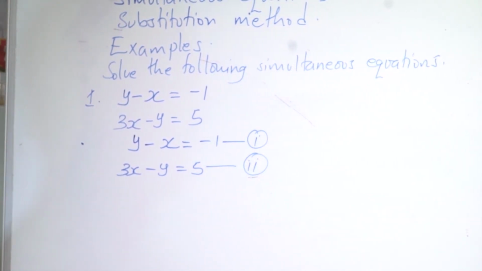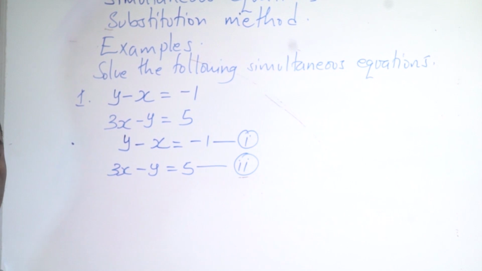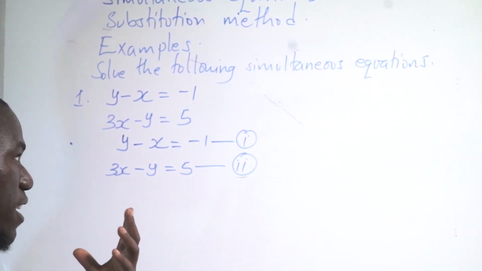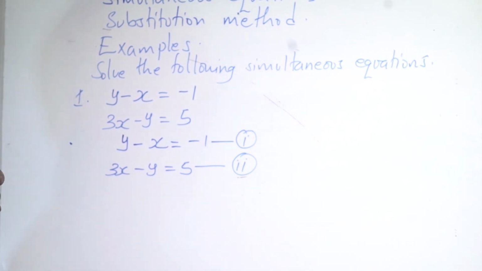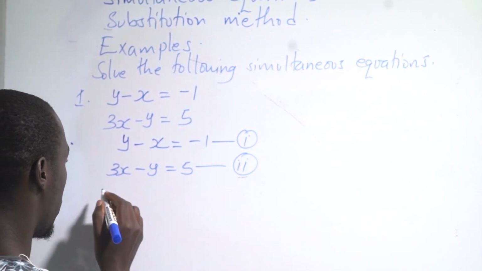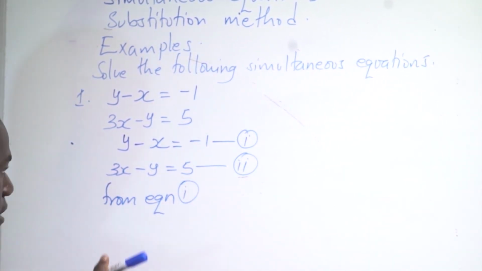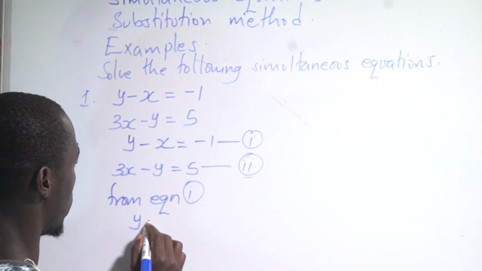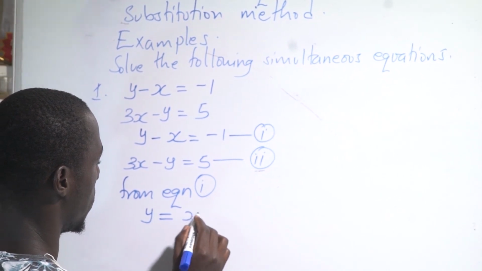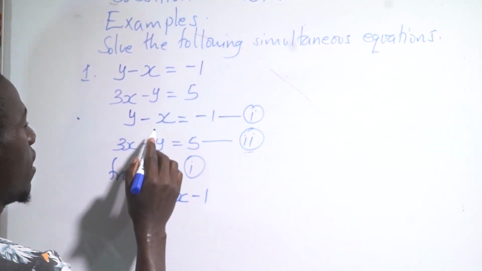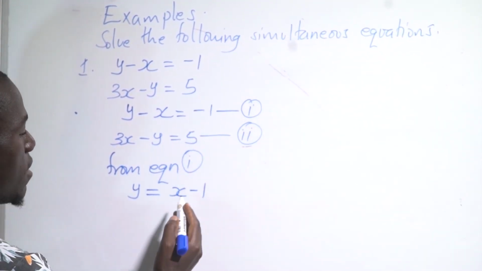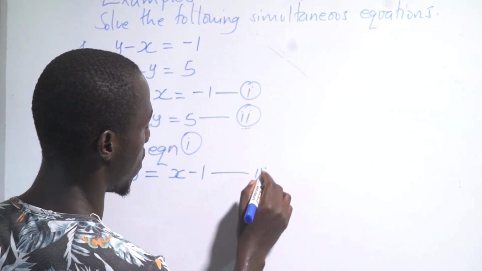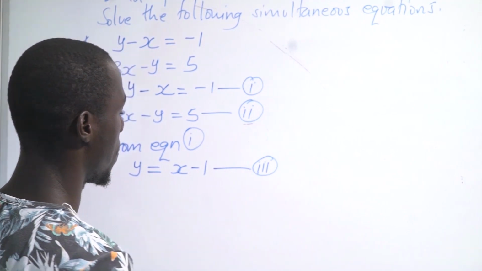Step 2, we are going to make x or y the subject of the formula in any of the two equations. That is, for me, from my equation 1, I can make my y the subject, that is y is equivalent to positive x minus 1. I've taken the negative x the other side to become positive, then minus 1. Then I label this one as equation 3.